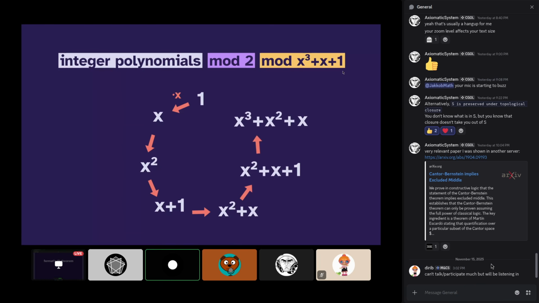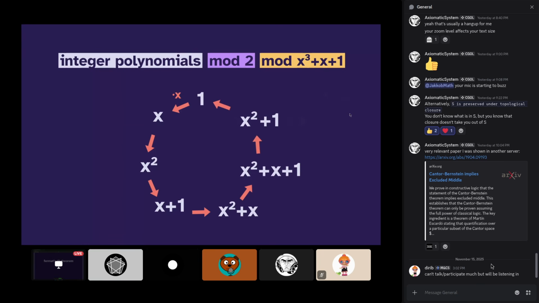X squared plus x plus... x squared plus x plus 1, right? Yes. So the x cubed and the x disappear, and then we get a 1. So now, once again, if we add the modulus, the x cubed and the x will disappear, and we just get the 1. So that completes the cycle.